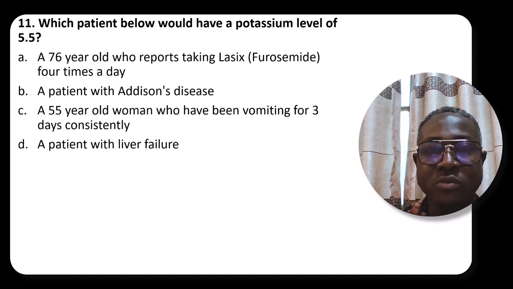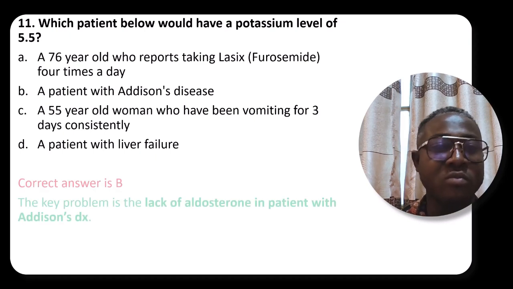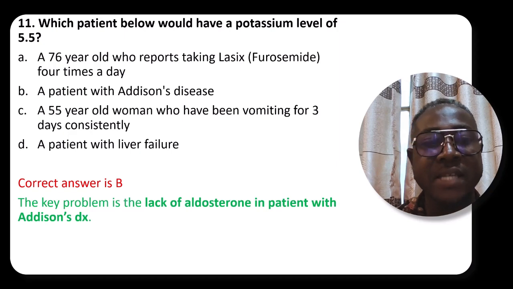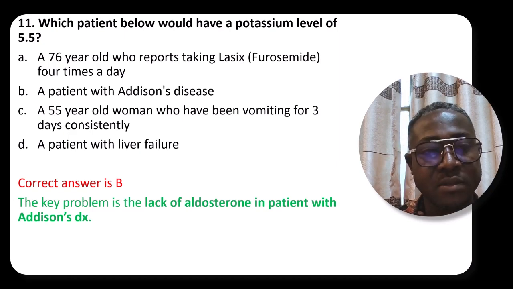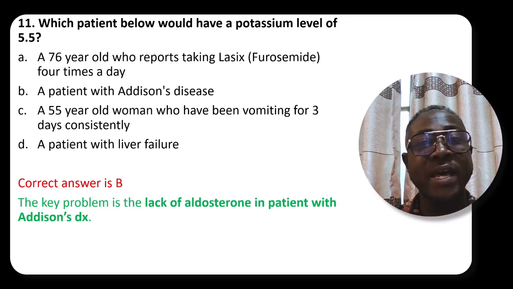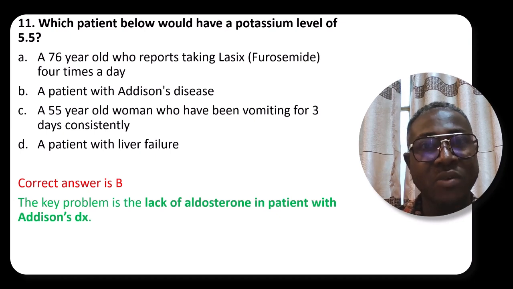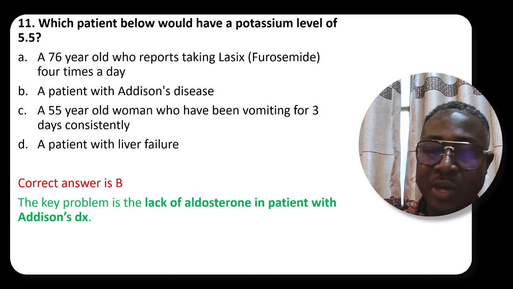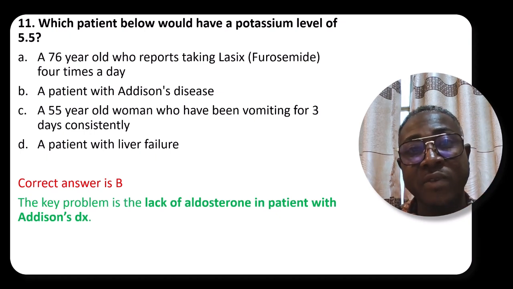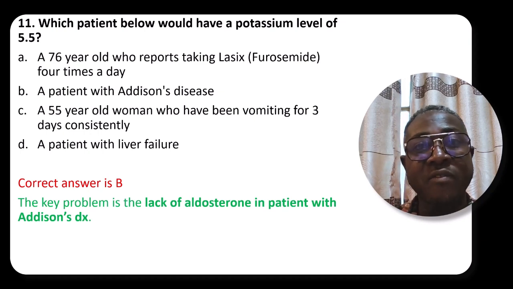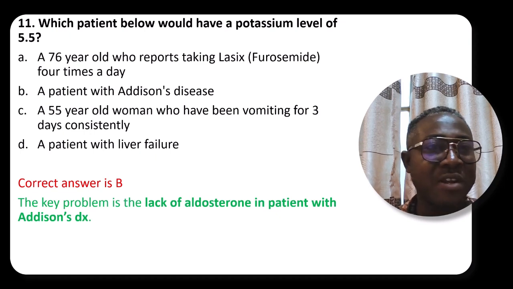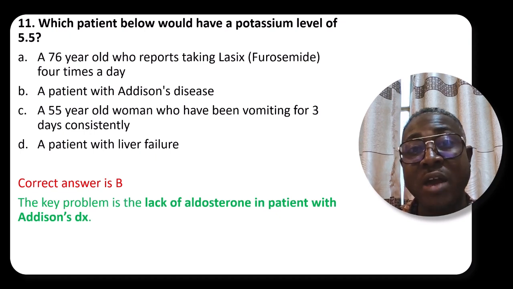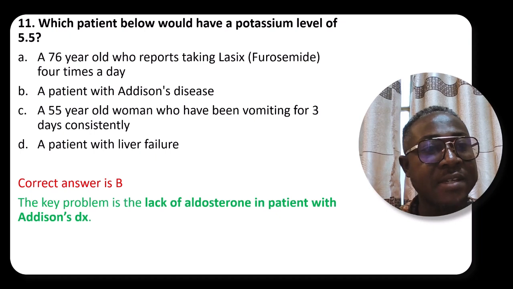What did you choose? Oh, check. Are you correct? The correct answer here is B. Okay, so we know A is out because when you are taking Lasix, you are wasting potassium. But the question says which patient will have a potassium level of 5.5. We know the normal value is 3.5 to 5.0, and so 5.5 means there's hyperkalemia, high potassium. So definitely if you are taking Lasix, you are rather going to have hypokalemia.